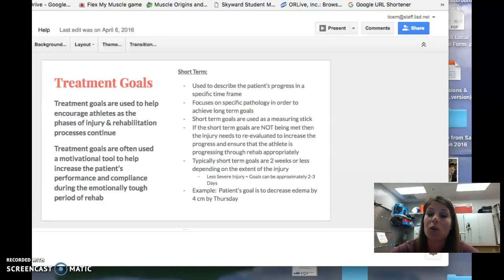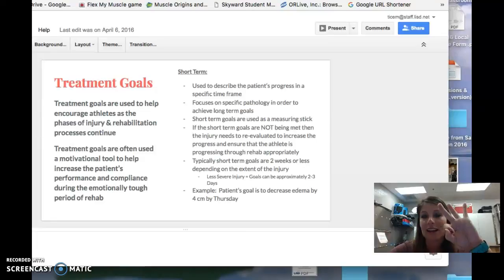A short-term goal is usually 2 weeks or less, depending on how bad the injury is. If you're dealing with something as simple as a grade 1 or 2 ankle sprain, we're talking more like 2 to 3 days for a short-term goal, not 2 weeks. But 2 weeks is pretty good for a surgery short-term goal.